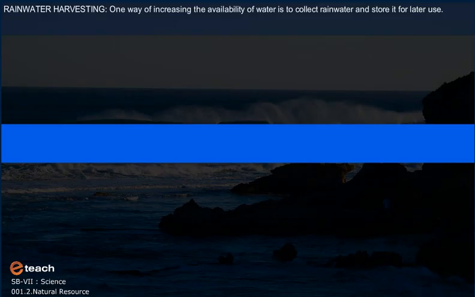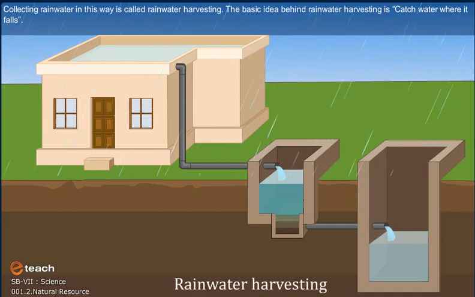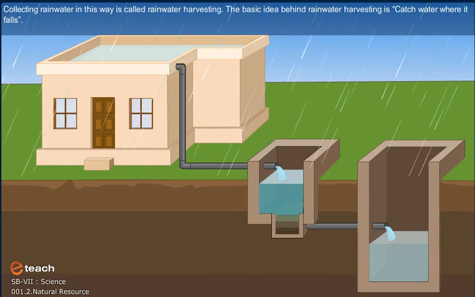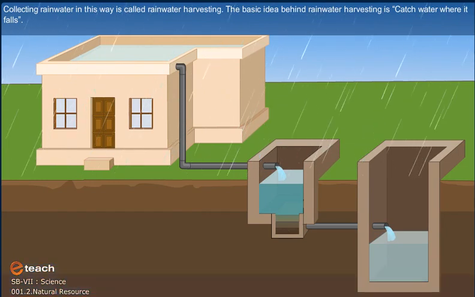Rainwater harvesting. One way of increasing the availability of water is to collect rainwater and store it for later use. Collecting rainwater in this way is called rainwater harvesting. The basic idea behind rainwater harvesting is to catch water where it falls.